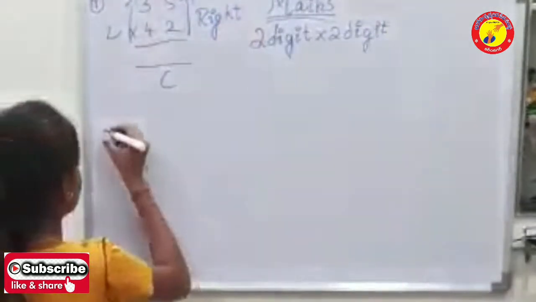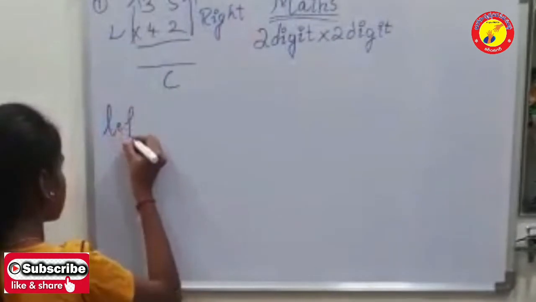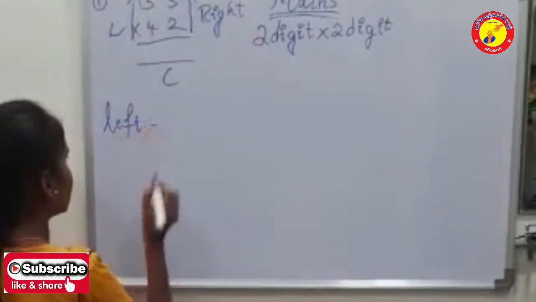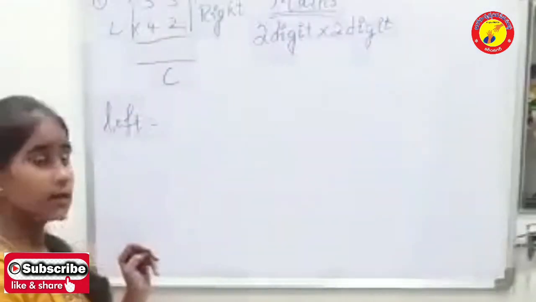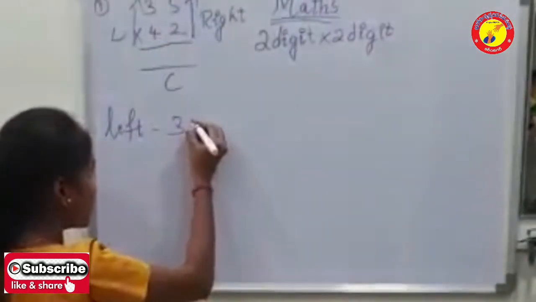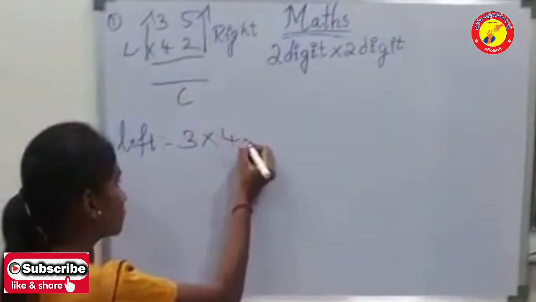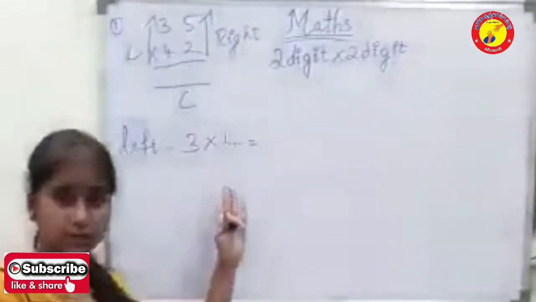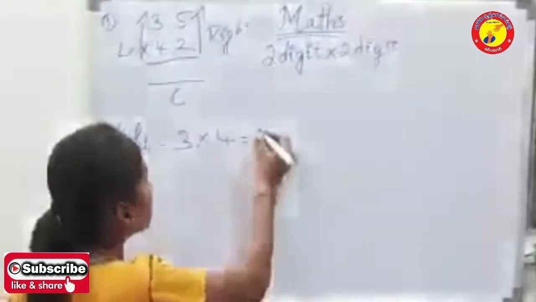Left part. Left part is 3 into 4. So 3 into 4 is 12.